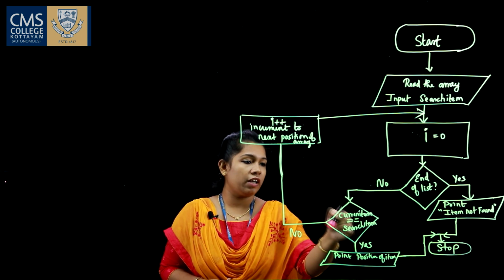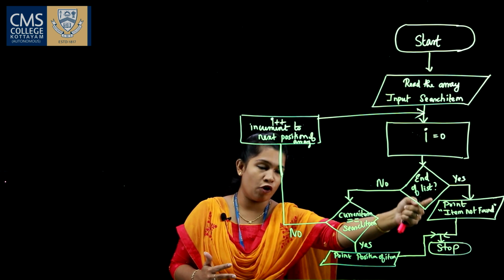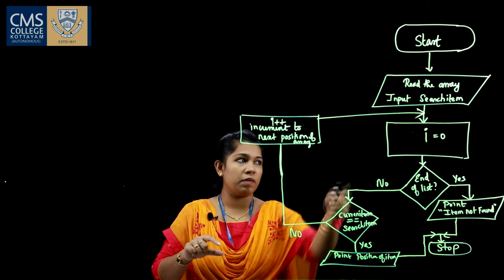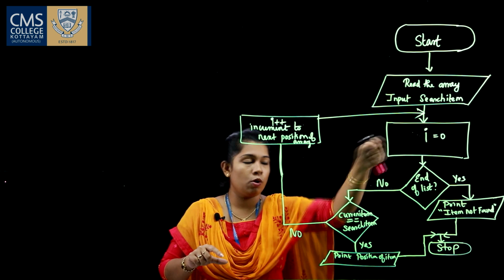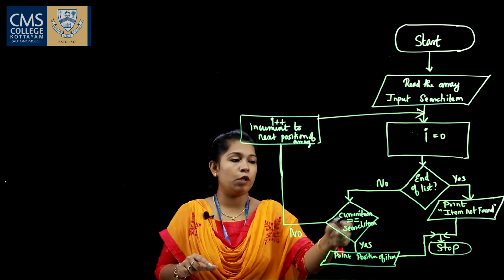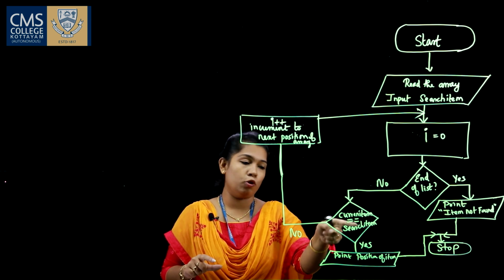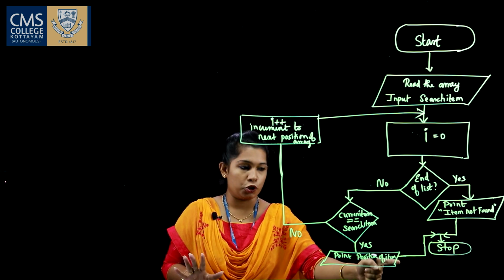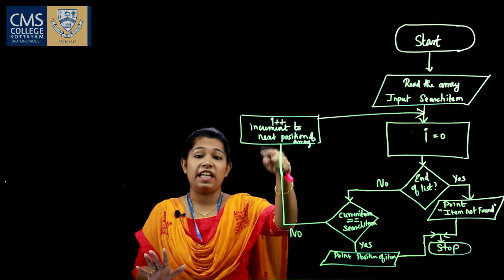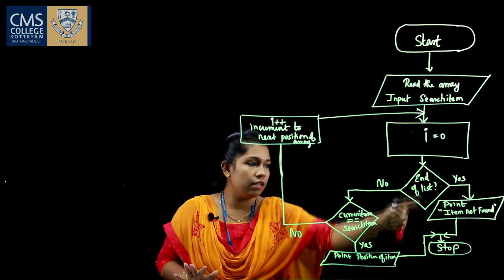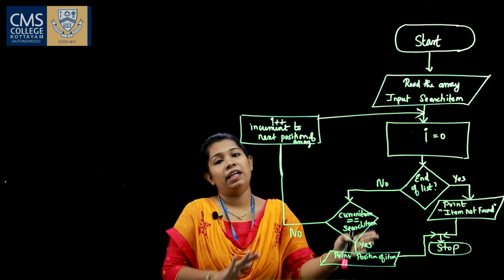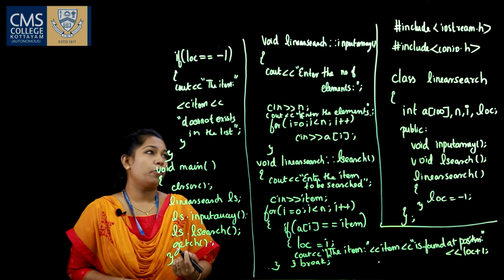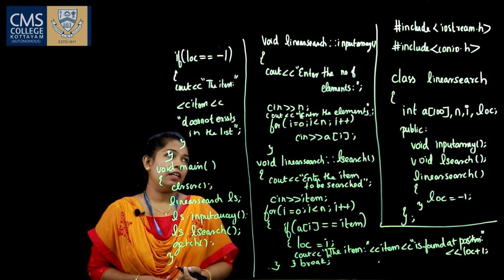In our case, assume we have not reached the end of the list, so it comes to the no branch. I compare my current item, the item at index I equal to 0, with the search item, using double equal to. I compare both numbers. If there is a match, I display that the item is found at that position. Otherwise, I go for the update to the next array element. This continues until I find the item or until I reach the end of the list. This is the program for linear search in C++.